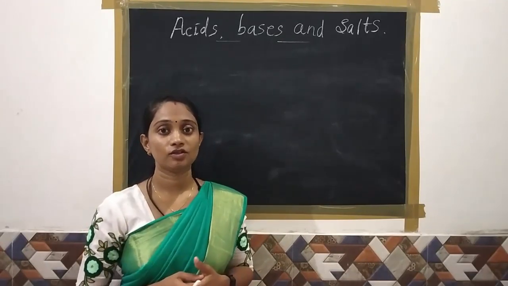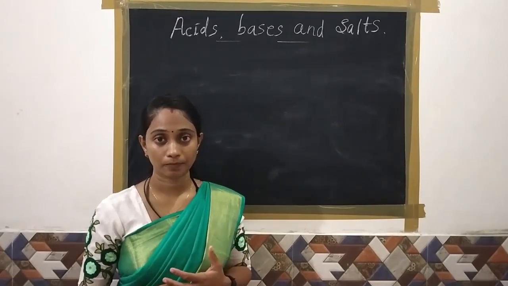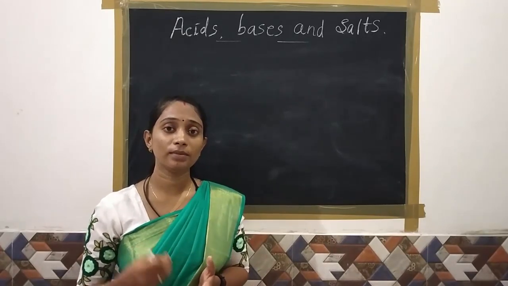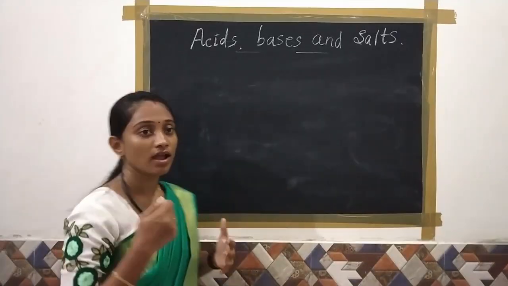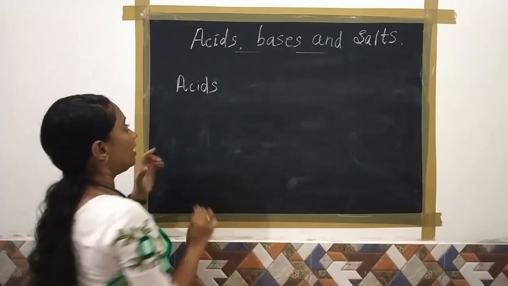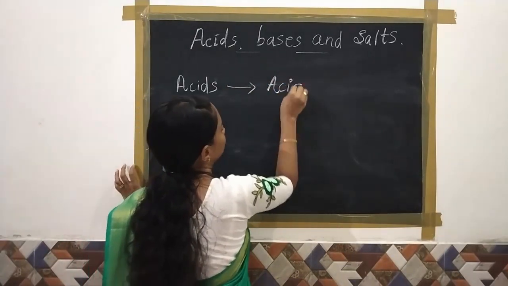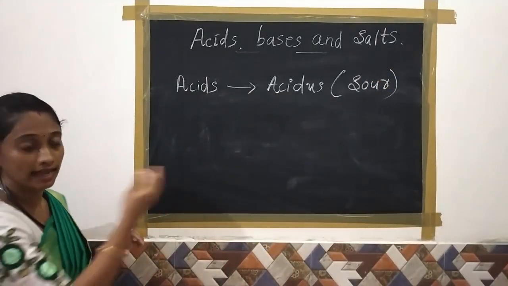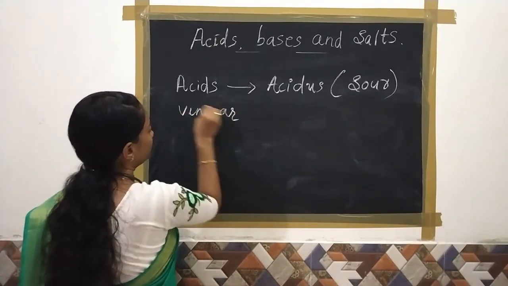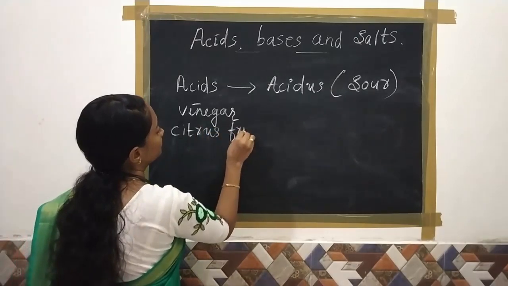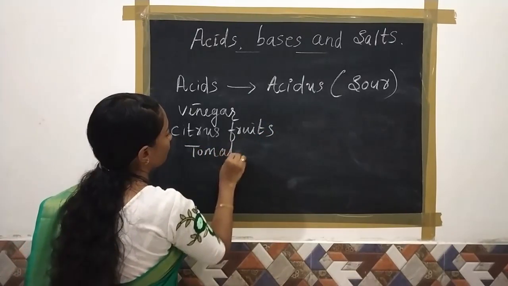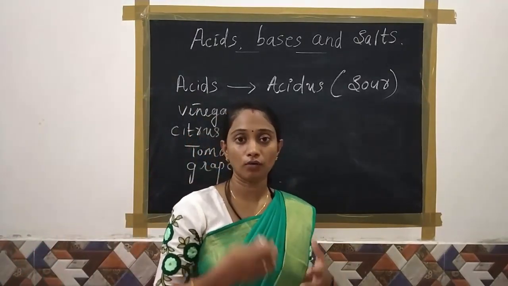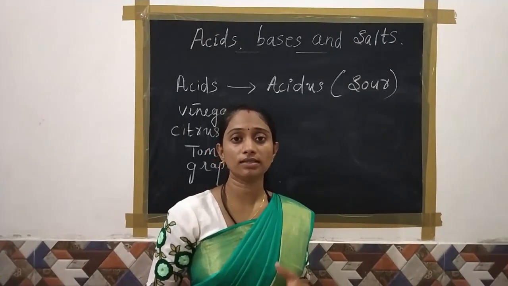Years back, Greek scientists classified different substances according to their taste. After the classification, they found that all sour tasting substances showed a similar chemical property, and such substances are named acids. It comes from the Latin word acidus, which means sour. Some naturally occurring substances which contain acids are vinegar, citrus fruits, tomatoes, grapes, etc.